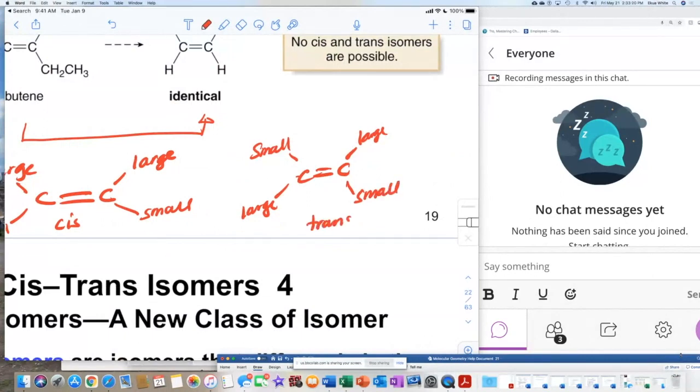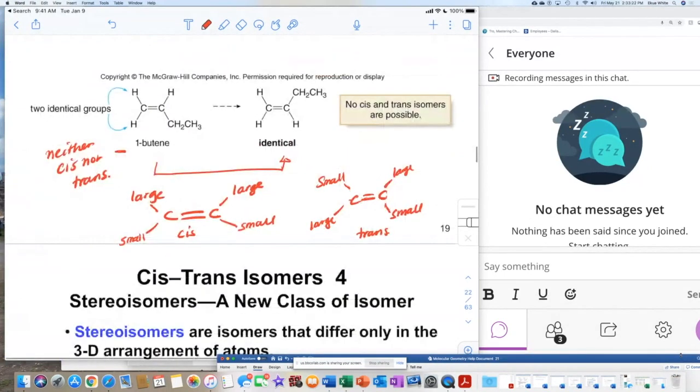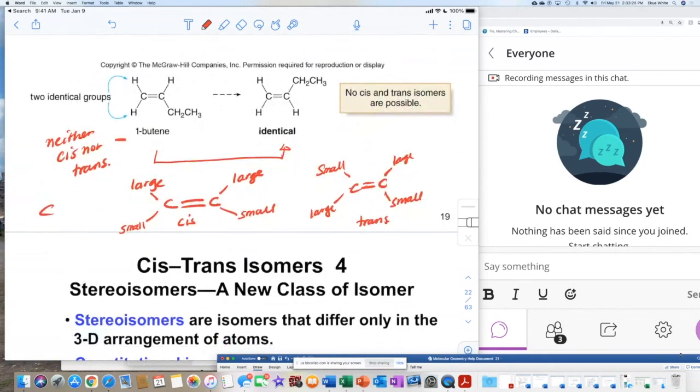This is trans. But if you have this scenario we have here, double bond, and then you got large, and you got small, and you got small, and then you got small over here, that does not meet the prerequisite of cis and trans. So it either is or it's not. There's no in between here. Okay, so this won't work out.